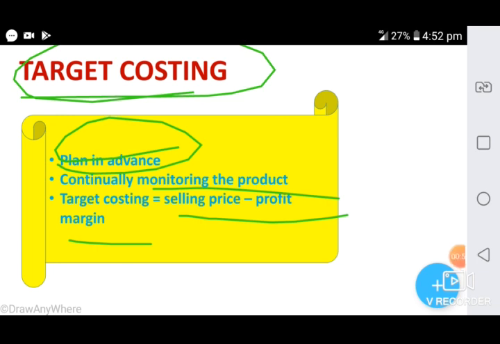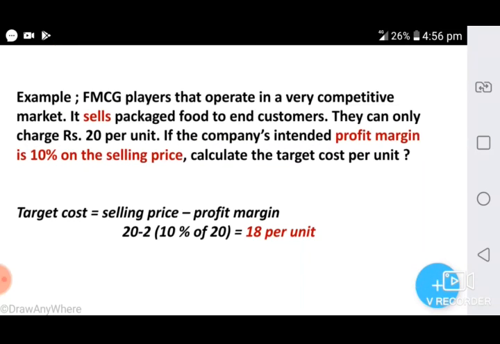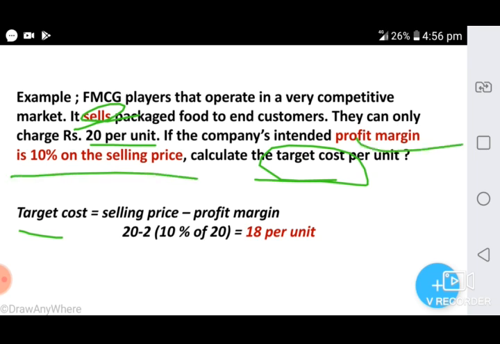So let's see an example. An FMCG player operates in a very competitive market. It sells packaged food to end customers. They can only charge rupees 20 per unit. If the company's intended profit margin is 10% on the selling price, calculate the target cost per unit. So target cost equals selling price minus profit margin. Here the selling price is 20 per unit, and profit margin is 10% on the selling price. 10% on 20 is 2. So target cost equals 20 minus 2, 18 per unit.